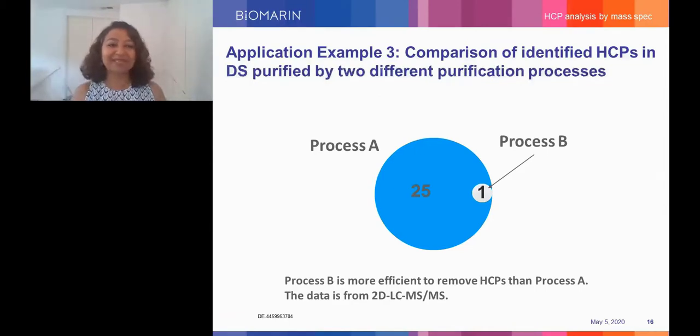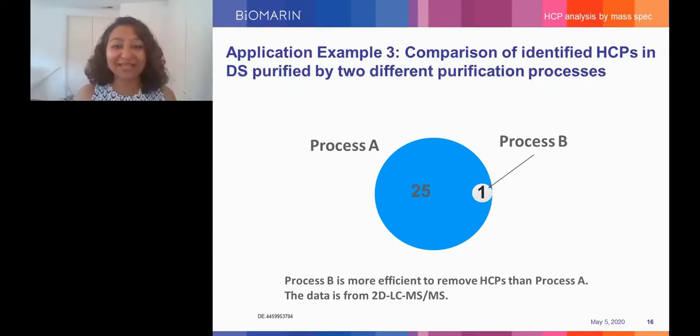This is a comparison of how a drug substance, which is purified by 2 different purification processes, looks when subjected to HCP analysis by mass spec. You can see that process A has 26 host cell proteins and process B has only 1. And so if one is, as one should be, caring about patient safety in drug development, then obviously the choice should be process B, which ensures that there are very, very few, just 1 host cell protein remaining.